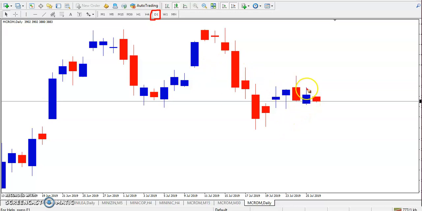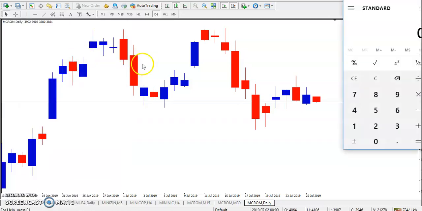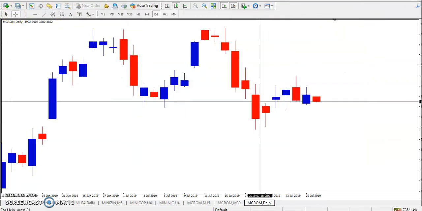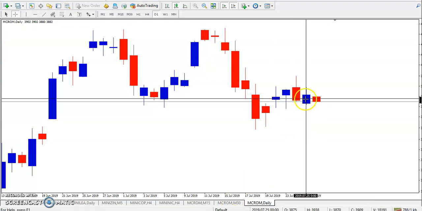You can see here this is yesterday's candle, the blue one, and today's red candle is running like that. This is today's candle and this blue one is yesterday's candle. So we'll calculate the pivot point. Let's check how to calculate. Let me open the calculator. So according to the method, we need the high point, that means yesterday's high.